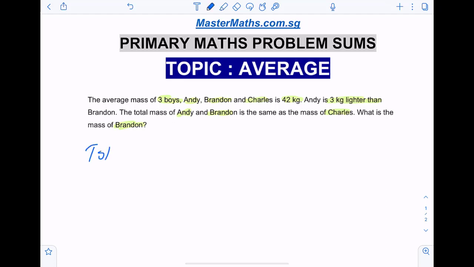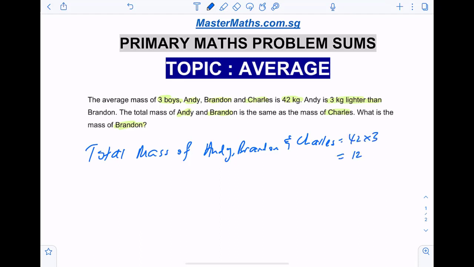Step number 1. Find the total mass of Andy, Brandon and Charles. So that will be 42 times 3, 126 kg. Okay, so this is the total for the 3 people, Andy, Brandon and Charles.